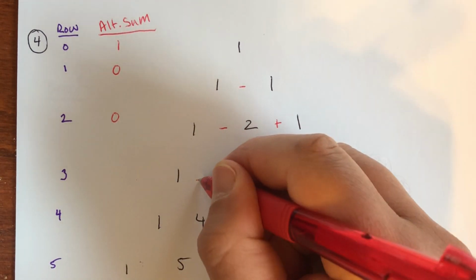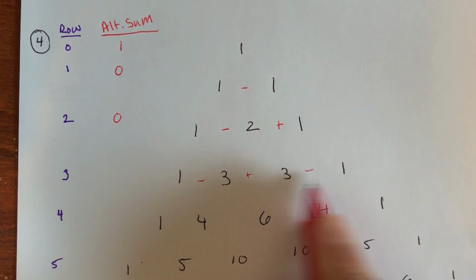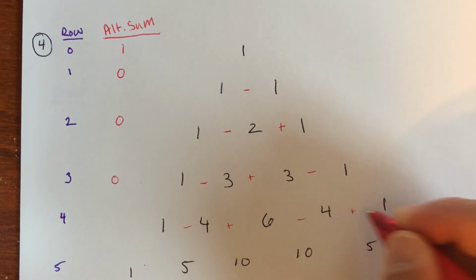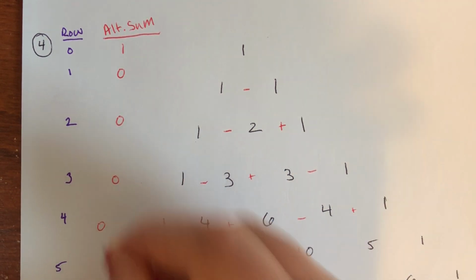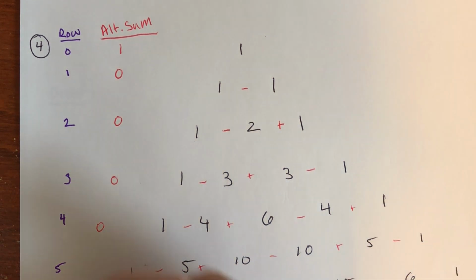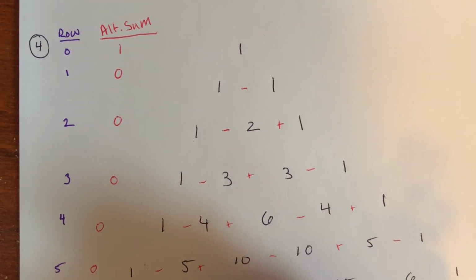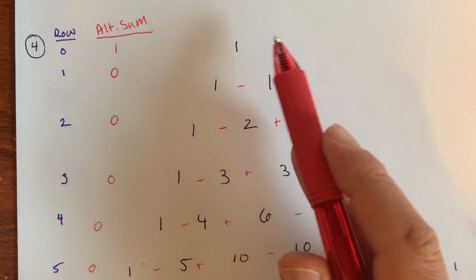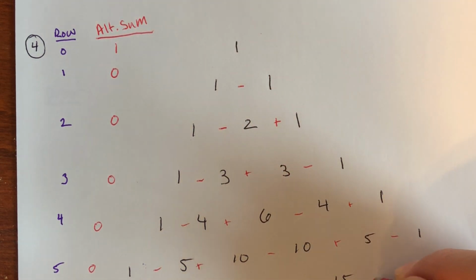Right, and we continue. Negative, positive, negative. This alternating sum is also 0. Negative, positive, negative, positive. This alternating sum is 0. And actually, every single time, you get an alternating sum of 0. Which is kind of neat. Except for, of course, in the case of row 0. There's only one term to do there.